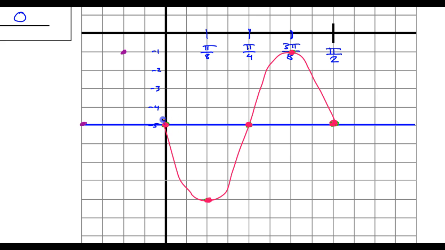So I can go ahead and graph that. It would look something like this. Let me continue this in the same way. I went up and then down, so I would continue this down and then back to the midline.